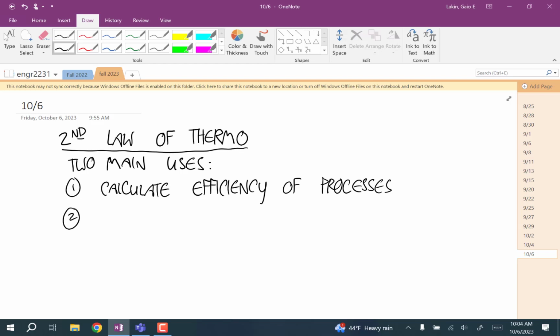And so the second thing that you'll be able to do for the first time in any class, I think, is determine the direction of time, you know? So I'll say calculate the direction of processes.